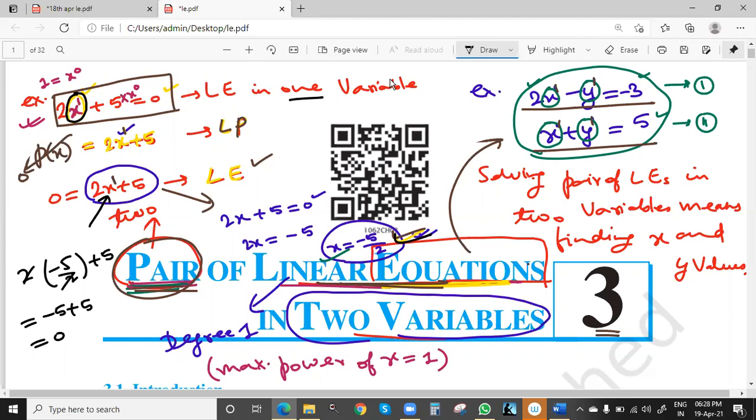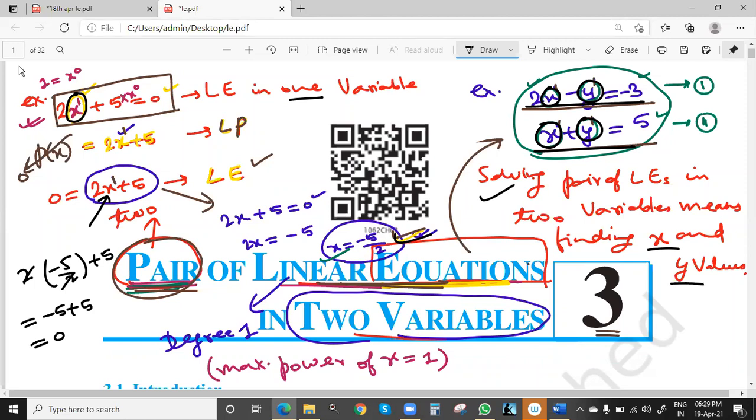Now here I have written two more equations. 2x minus y equal to minus 3, x plus y equal to 5. So this is solving a pair of linear equations in two variables. How does this become a pair? Because we have two equations, 1 and 2, and two variables, x and y. So the first equation is 2x minus y equal to minus 3, equation 1, and x plus y equal to 5, equation 2. In questions, they ask to solve this pair of linear equations. Solving a pair of linear equations in two variables means finding the values of x and y.